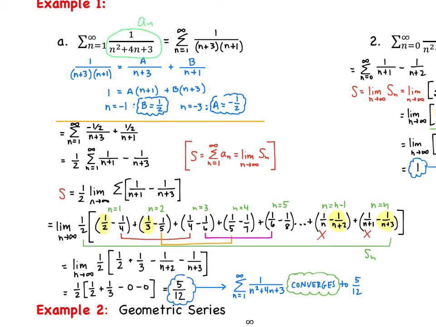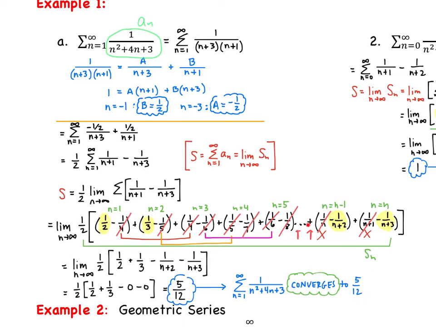But now we need to notice some things. We need to notice that these 1/4 are going to cancel. The 1/5 are going to cancel. The 1/6 are going to cancel. This 1/7 is going to cancel over here. This 1/8 is going to cancel over here. This 1 over n is going to cancel with something prior to it. This 1 over n plus 1 is also going to cancel out with something prior to it.